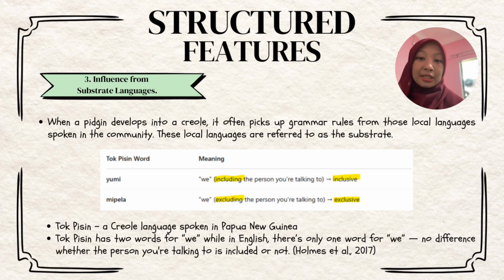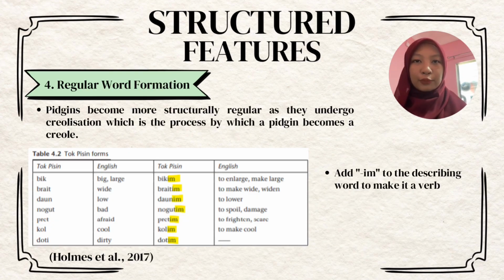Tok Pisin is a Creole language spoken in Papua New Guinea, and Tok Pisin has two words for "we," while in English there is only one word for "we," which makes no difference whether the person you are talking to is included or not. Regular word formation. Pidgins become more structurally regular as they undergo creolization, which is the process by which pidgins become Creoles.